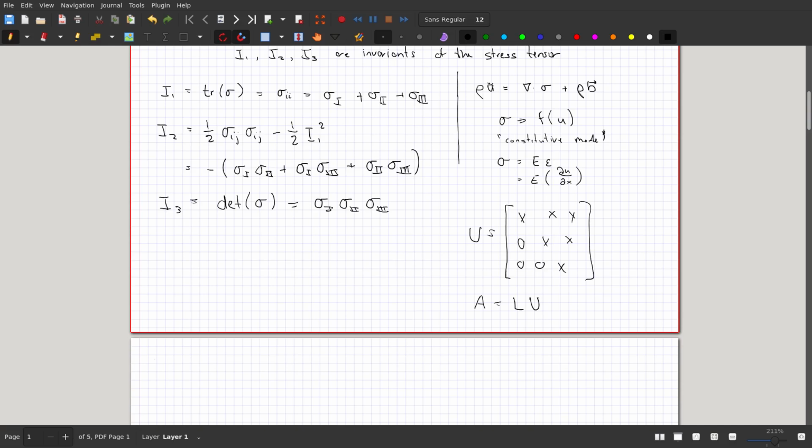So there's another decomposition that we have. Sometimes we write the stress tensor like this.